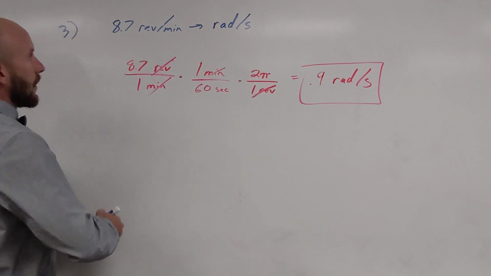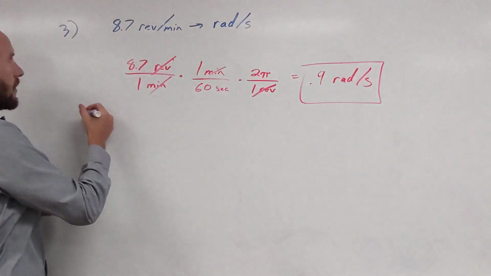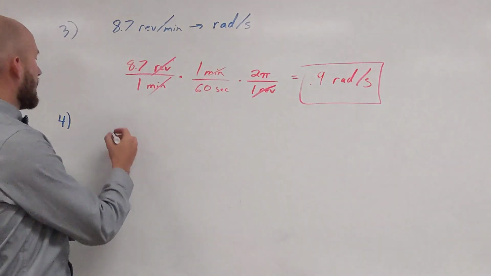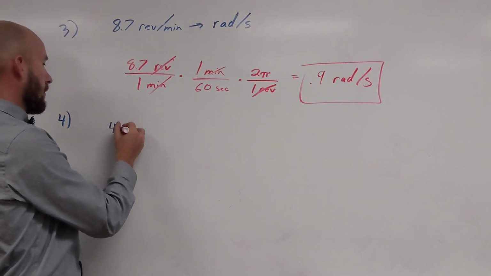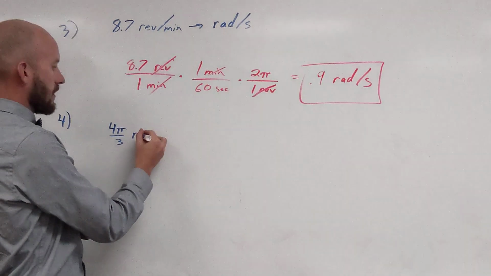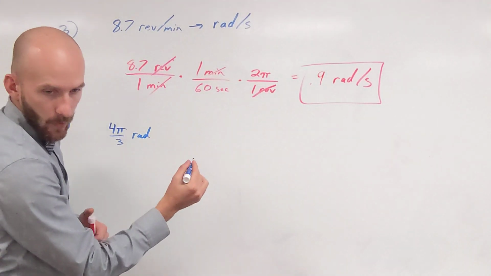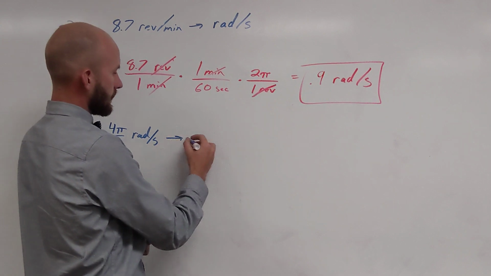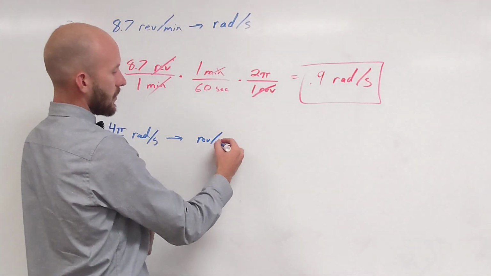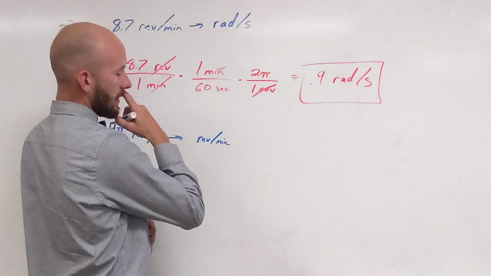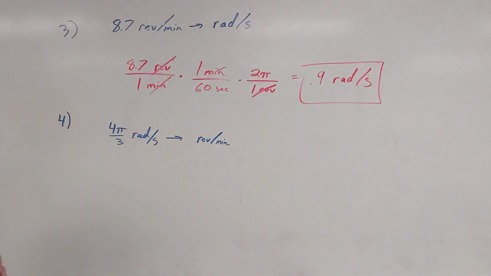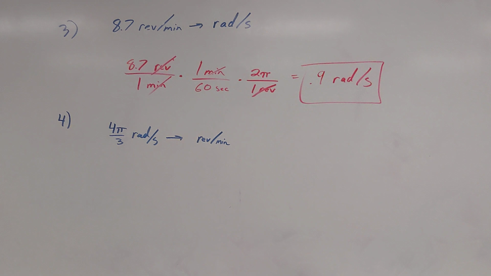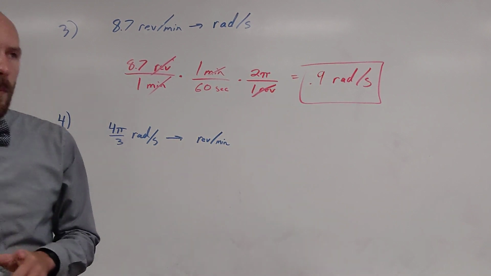I'm going to do one where we convert the other way. I'm going to start with radians. So we're going to have 4 pi over 3 radians per second. I want to go to revolutions per minute. Will we just write the fraction like that then?